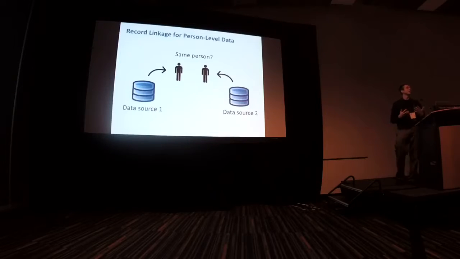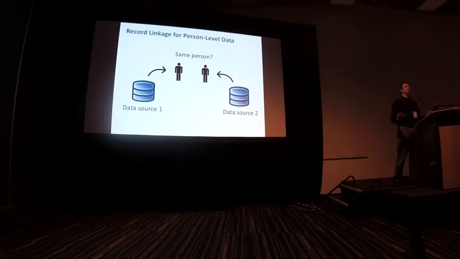So record linkage is this idea where you have information about people coming from different data sources. And you need to make the decision of, are these actually matched people? Can we take the information about this person from multiple places and use it together? Does it give us more information about the same entity? In this case, the entity is a person.